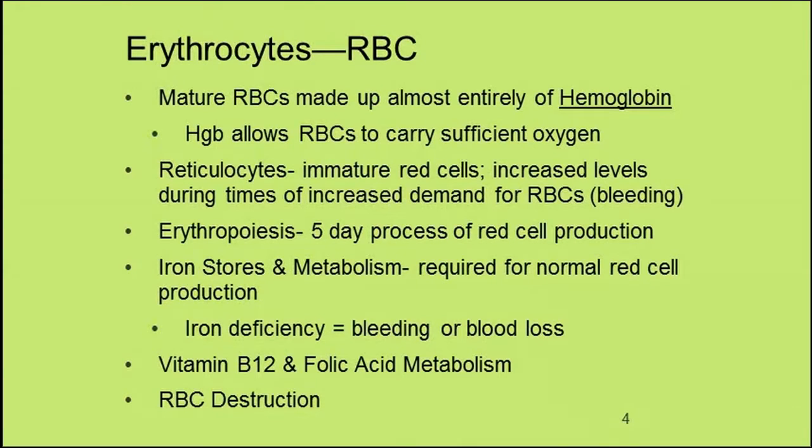Red cell production is stimulated by erythropoietin. Erythropoietin is produced in the kidneys in response to a decrease in oxygen. So anytime the body senses a reduction in oxygen, it stimulates production of erythropoietin, and it stimulates a process called erythropoiesis, which is formation and production of red cells.